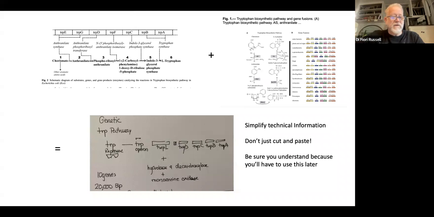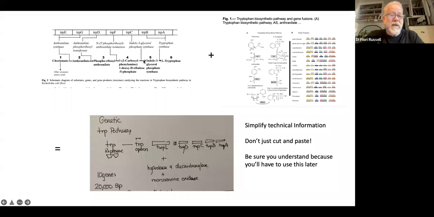So altogether, to make it and get rid of it, you need all of the genes that I've listed here, 10 different genes. I looked up how big these genes are and then added them together. So altogether, the 10 genes come out to about 20,000 base pairs. And this is the information necessary to make and get rid of serotonin.